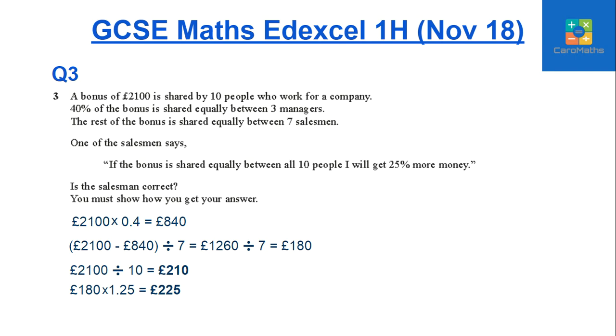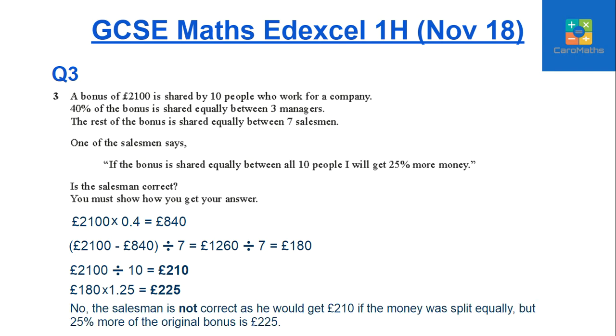£225. So no, the salesman is not correct, as he would get £210 if the money was split equally, but 25% more of the original bonus is £225. The marking scheme noted that you would also get marks if you didn't work it out for each salesman, like I did here, but you worked it out collectively for all salesmen.